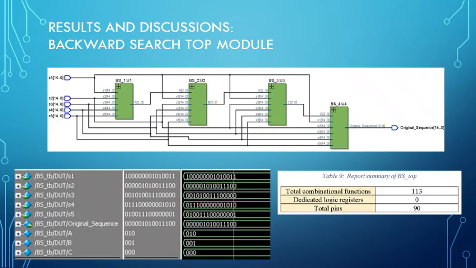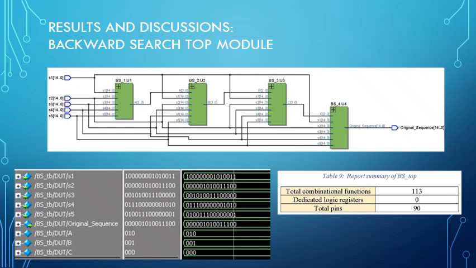This one shows the backward search top module. From the RTL, it shows it's correctly produced the backward search modules 1, 2, 3, and 4. So all the synthesized RTL are correctly generated and wired as per our block diagram. So there are 113 combinational logic, and we have around 90 pins generated for the RTL.